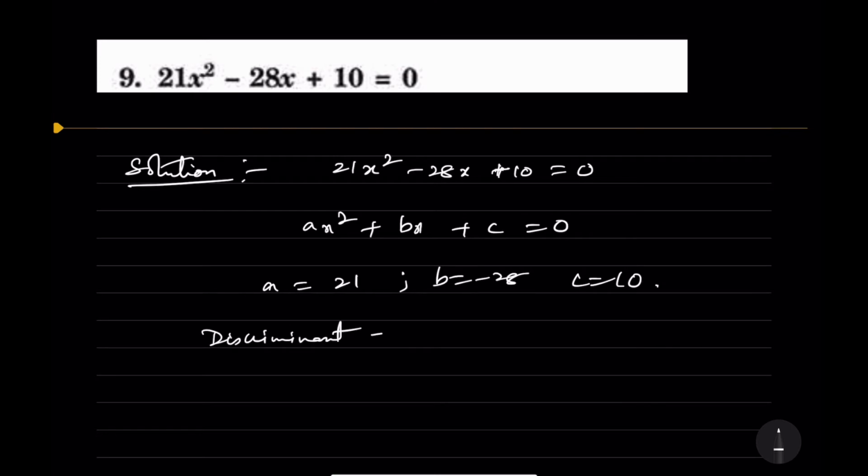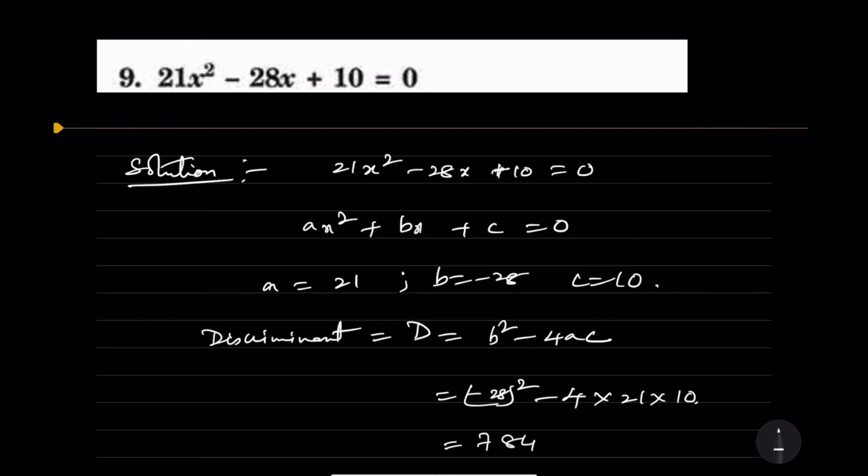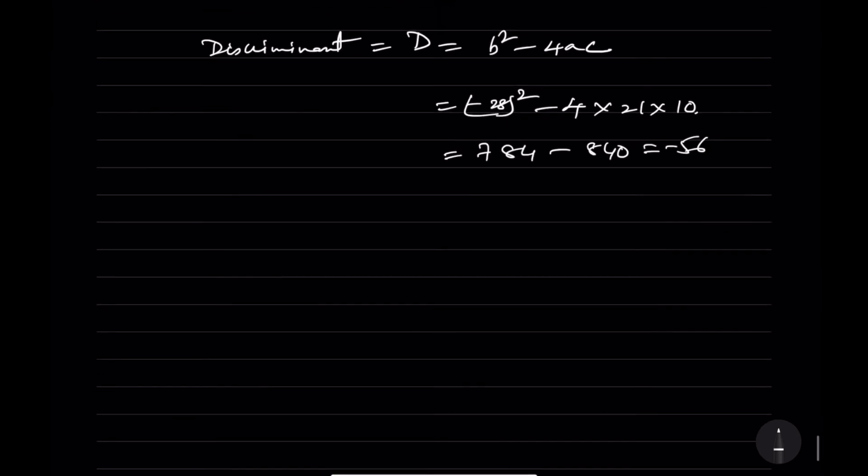Discriminant, capital D, is equal to b² − 4ac. So (−28)² − 4 × 21 × 10. Here you are going to get 28² is how much? 784 − 840 is equal to −56.